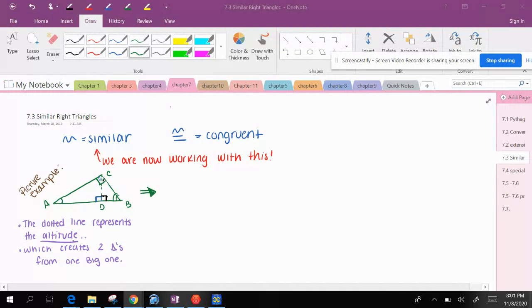Okay, so we are going into 7.3, similar right triangles. We talked about right triangles prior to your week off for fall break. And we know that in a right triangle, there's a right angle. Across from the right angle is the hypotenuse, and the two side lengths coming off of the right angle are called the legs. And we're going to work with similar triangles in this section. Remember, similar is just a little squiggle. It does not have the equal sign. Congruent has the equal sign in the squiggle.